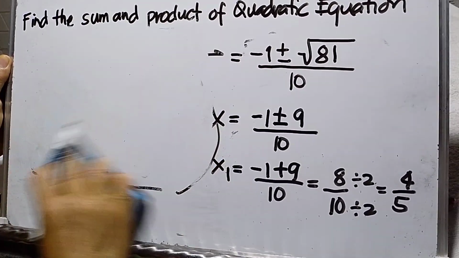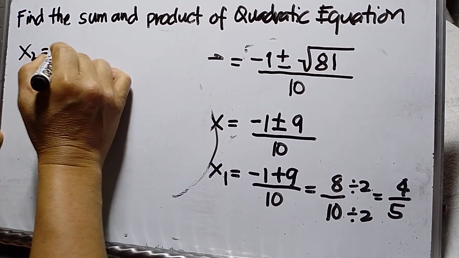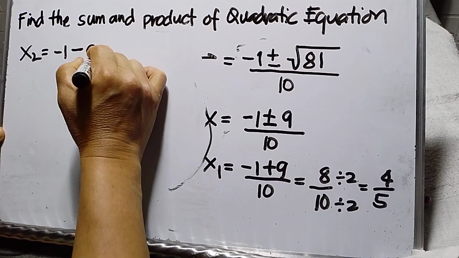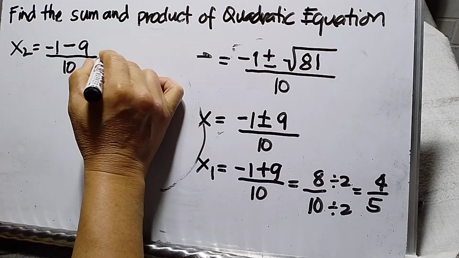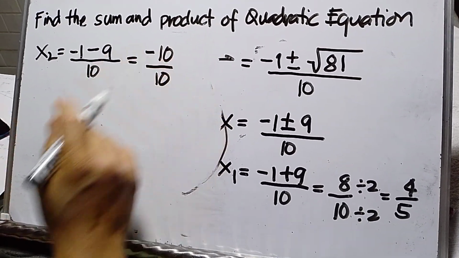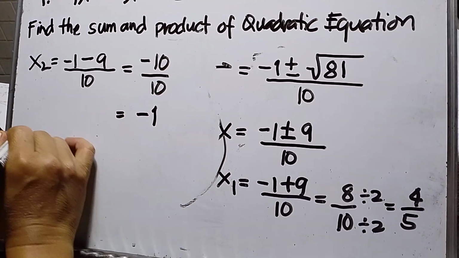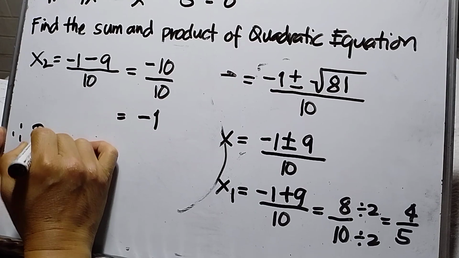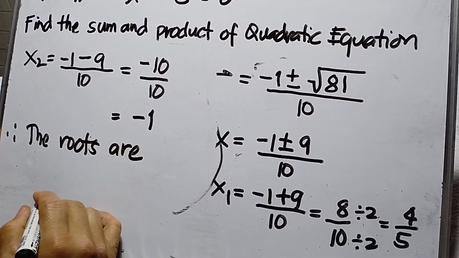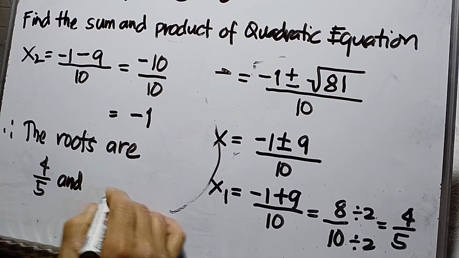How about x sub 2, or the second root? X sub 2 will be negative 1 minus the other sign over 10. So this will be negative 10 over 10, and negative 10 over 10 is negative 1. So therefore, the roots are 4 over 5 and negative 1.